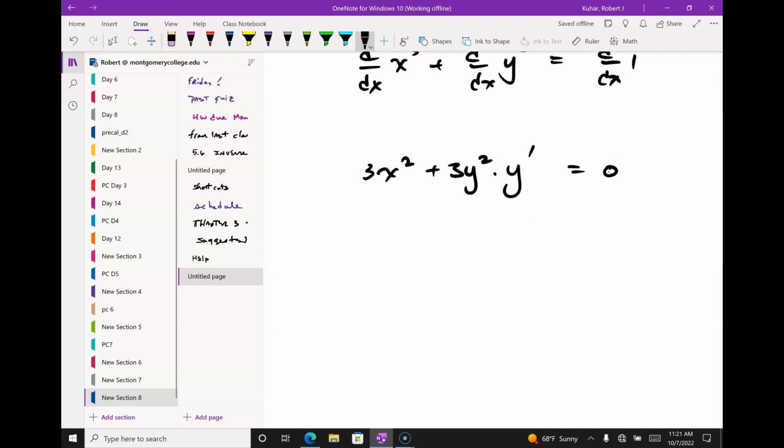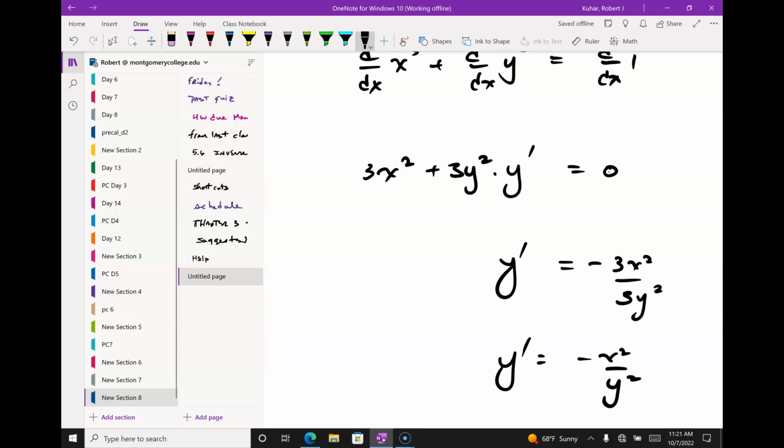All right, so minus 3x squared. Oh, sorry. Y prime is minus 3x squared over 3y squared. Okay, so y prime is minus x squared over y squared. That makes it easier. X is 0, y is 0, right? Those are my criticals, yes?